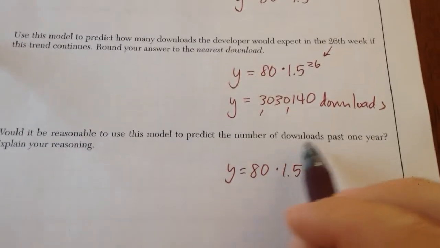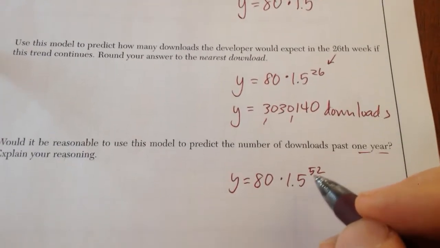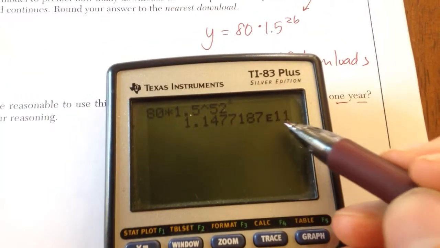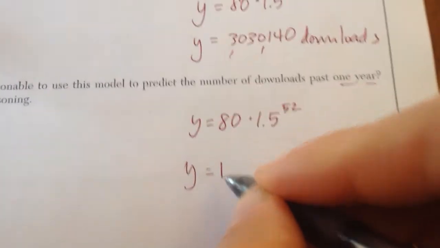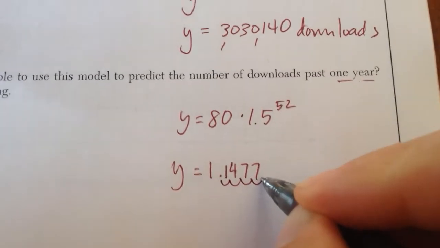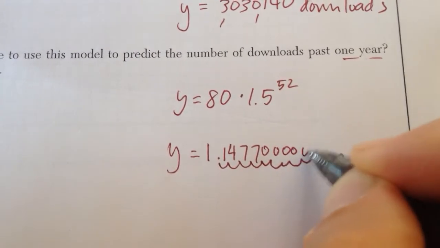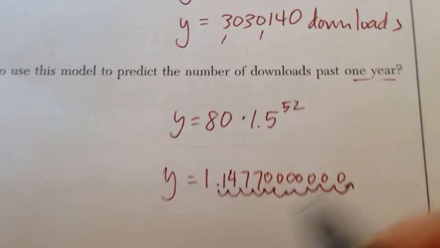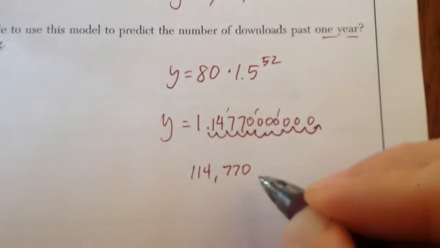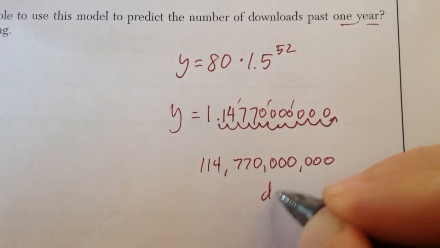Would it be reasonable to use the model to predict the number of downloads past 1 year? For 1 year, I put 52, because we're talking about number of weeks. When I type that in, I got 1.14, and then this e to the 11th basically means scientific notation, so we'll just say 1.1477, whatever. Now if it's going 1, 2, 3, 4, 5, 6, 7, 8, 9, 10, 11, I have to fill all of these places with zeros. So this is saying that you have 114,770,000,000 downloads.